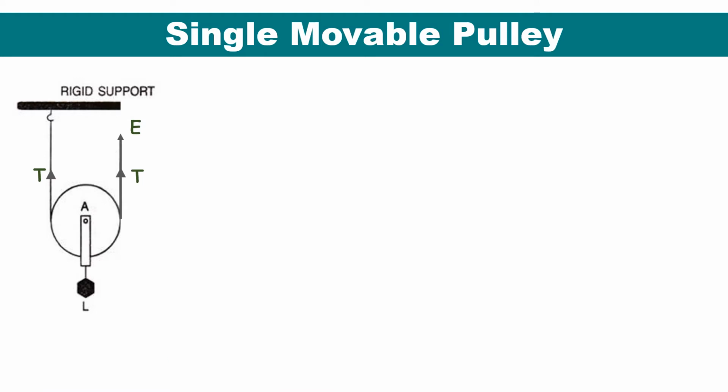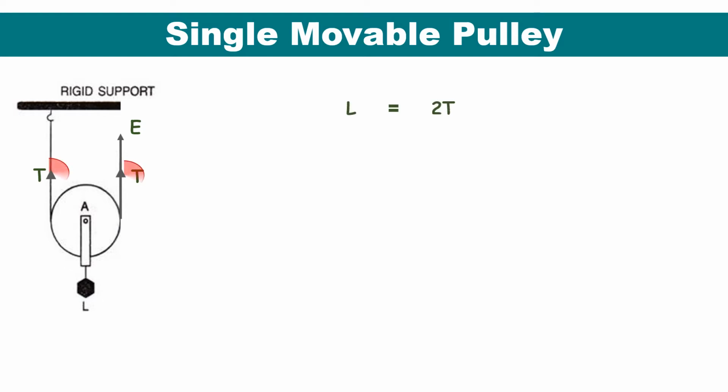Now we will talk about movable pulley, or we can say single movable pulley. In this kind of pulley, the pulley is not fixed to the rigid support. The pulley can move along with the string. So it is capable of moving. That is why it is called movable pulley.